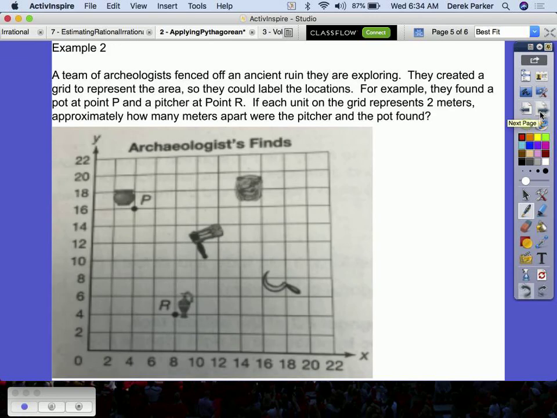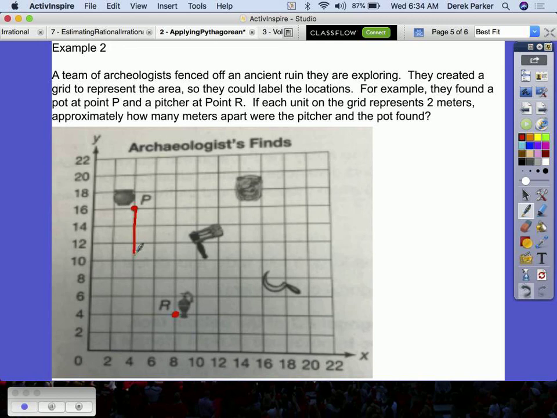A team of archaeologists fenced off an ancient ruin they were exploring. They created a grid to represent the area so they could label the locations. For example, they found a pot at point P and a pitcher at point R. If each unit on the grid represents 2 meters, approximately how many meters apart were the pitcher and the pot? So think of it like this.